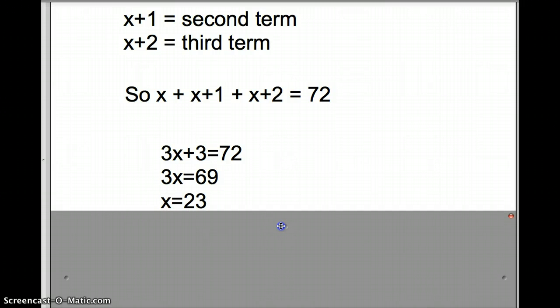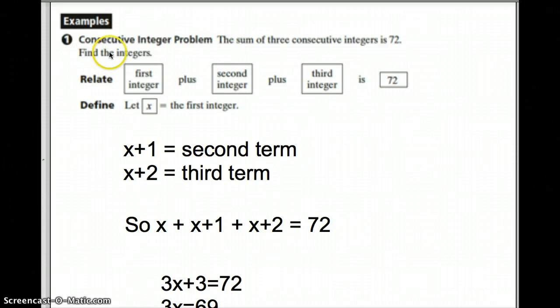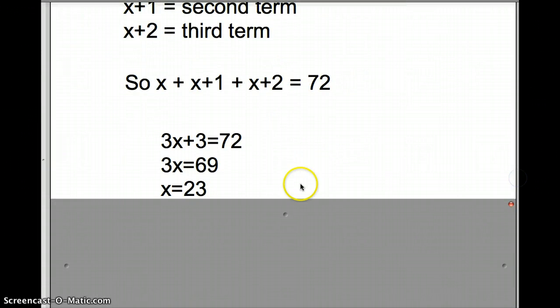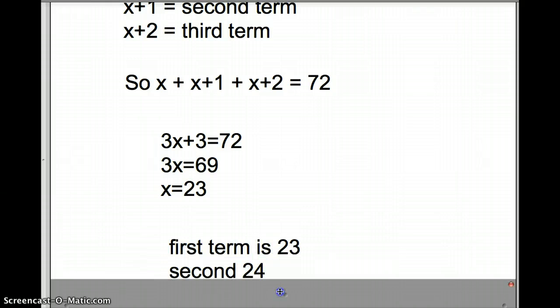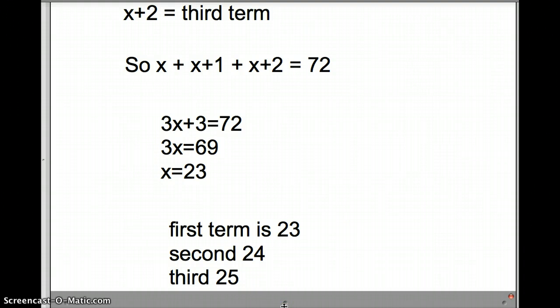Are we finished? So we go back up to the problem, and the problem asks us to find the integers. So we're not done quite yet. We have to figure out, we've got the first integer, which is 23. So then we need to add 1 and get the second integer, and add another one and get the third integer. So you're not done until you've answered the question. You want to make sure you're showing all of your work for these problems.